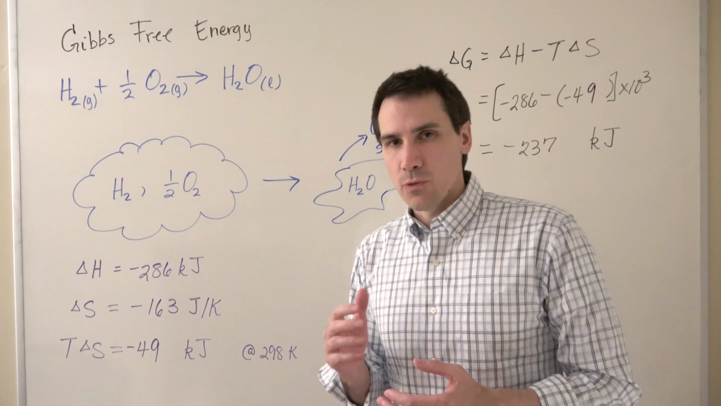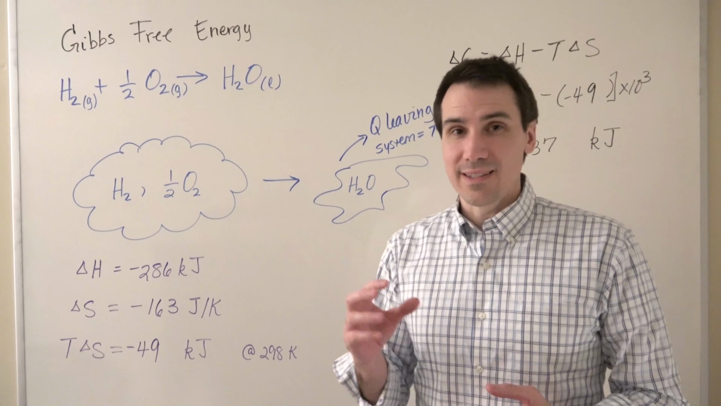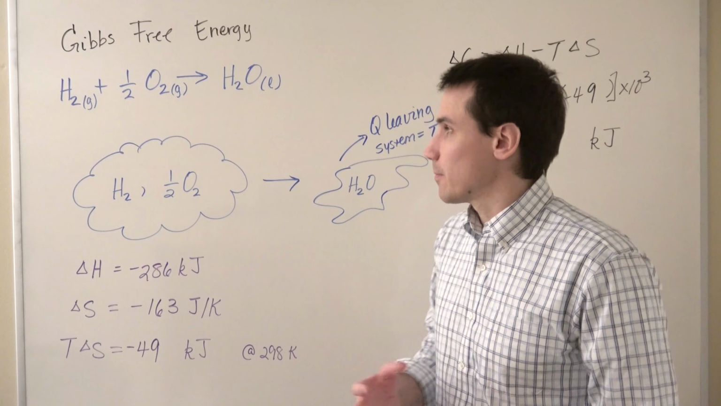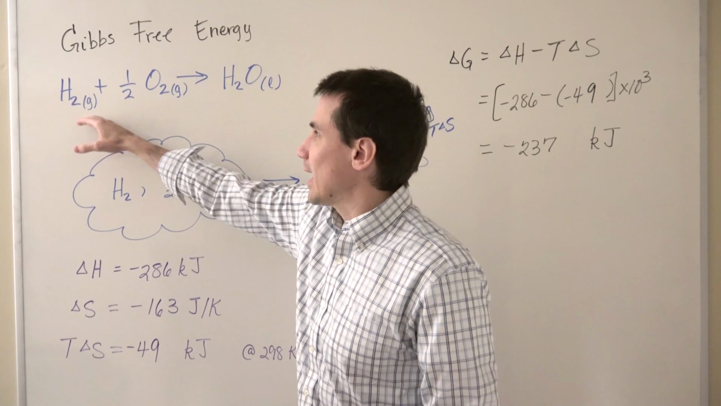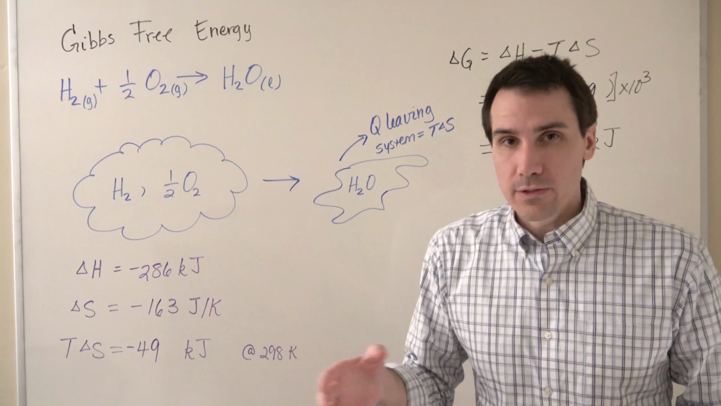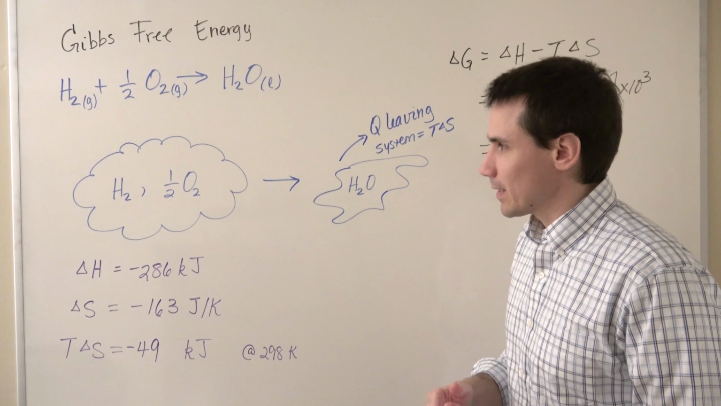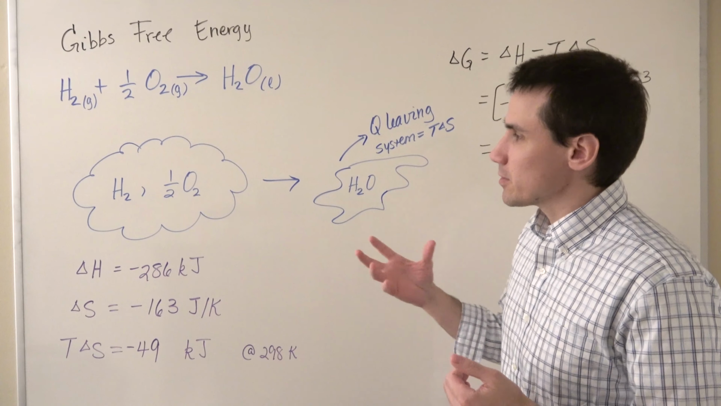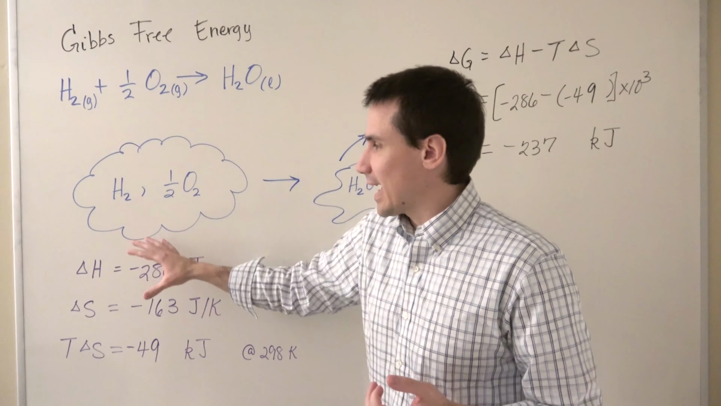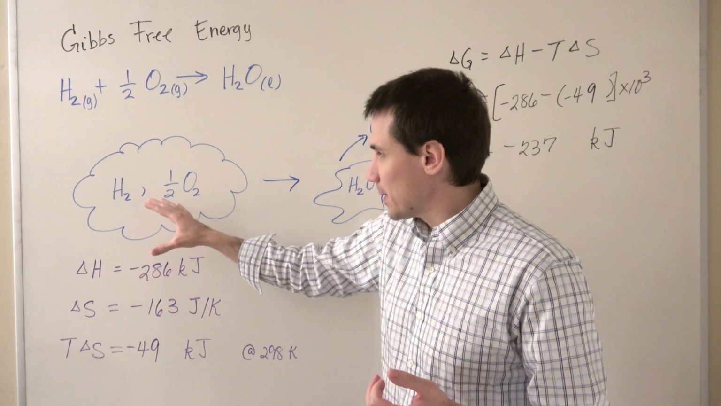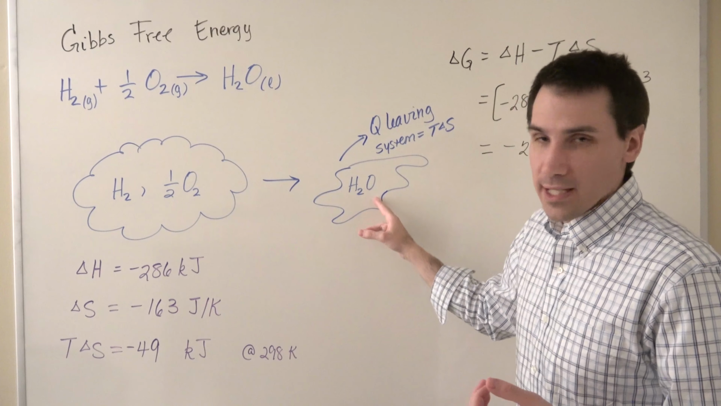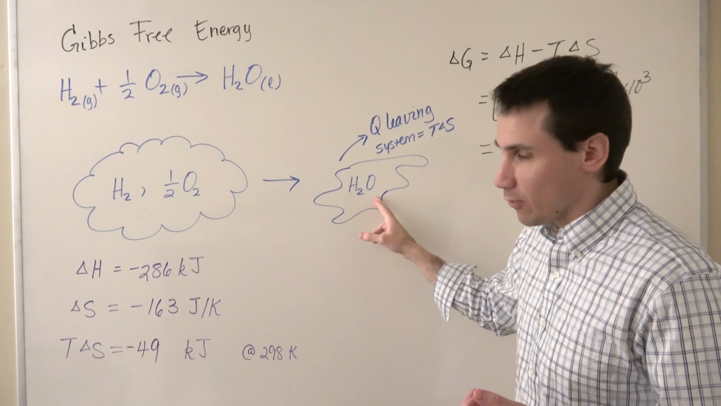To get a better sense of what the Gibbs free energy means, let's take a look at a specific example of combining hydrogen and oxygen to make water. So we're burning hydrogen and oxygen to make water. Okay, so first the reaction starts in a gas form here, and we end up with water in liquid form.